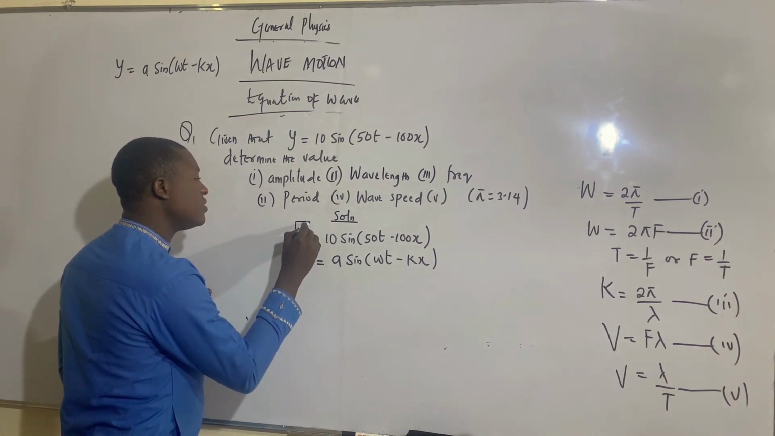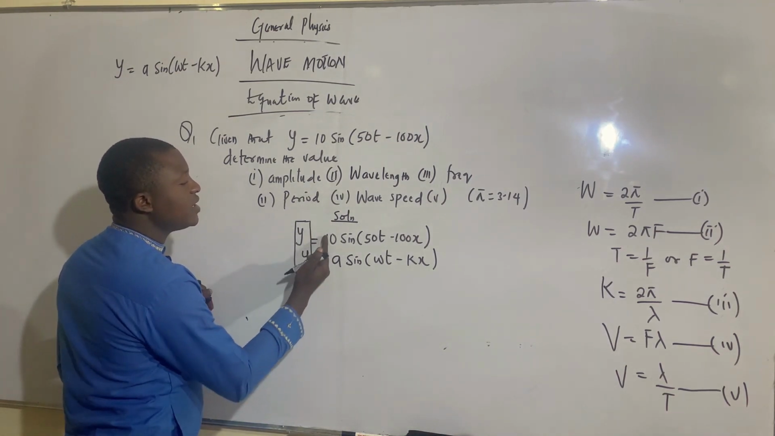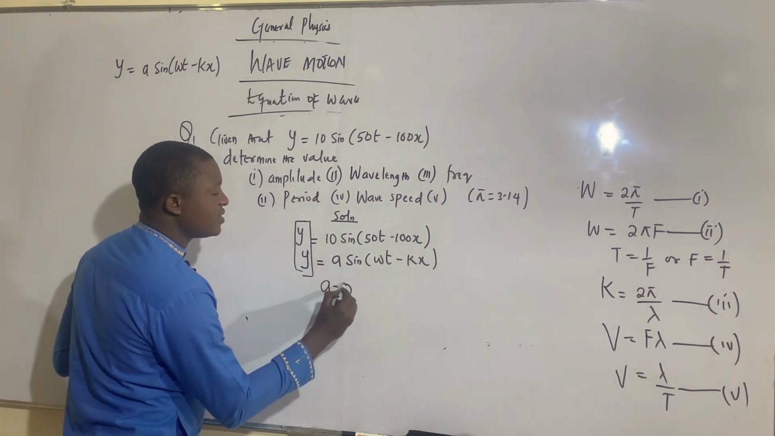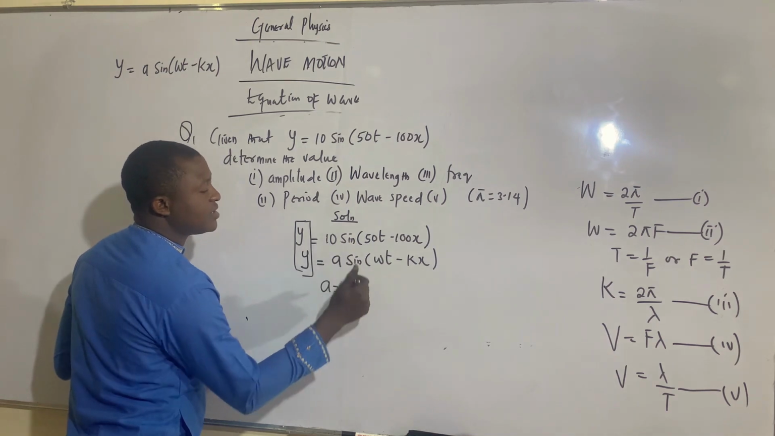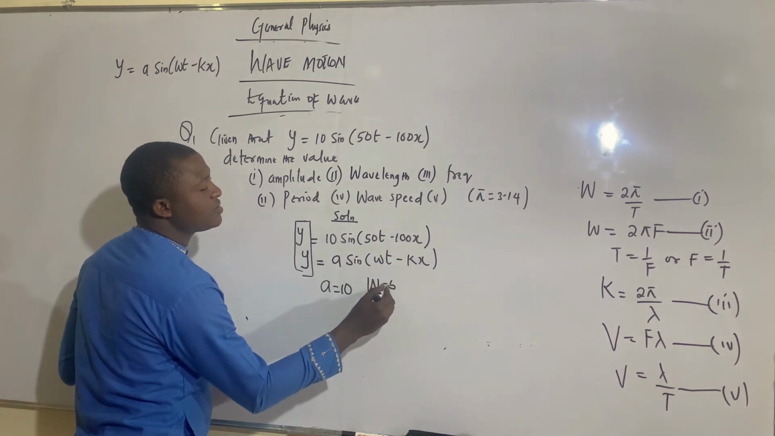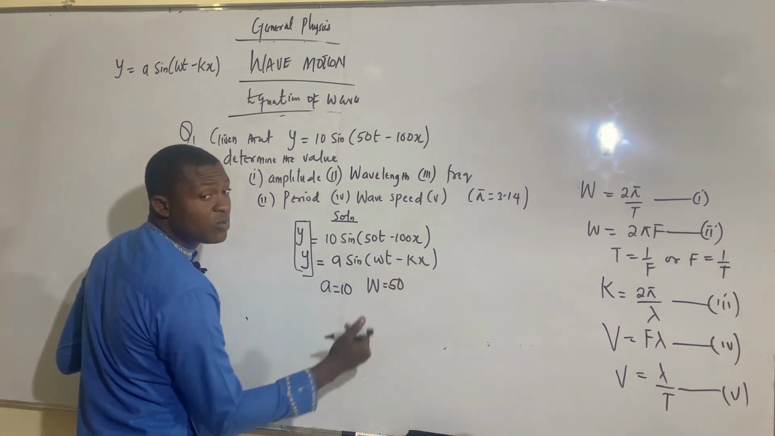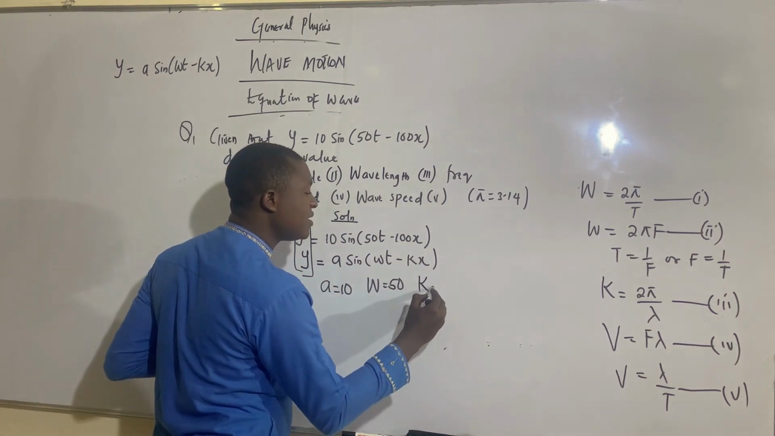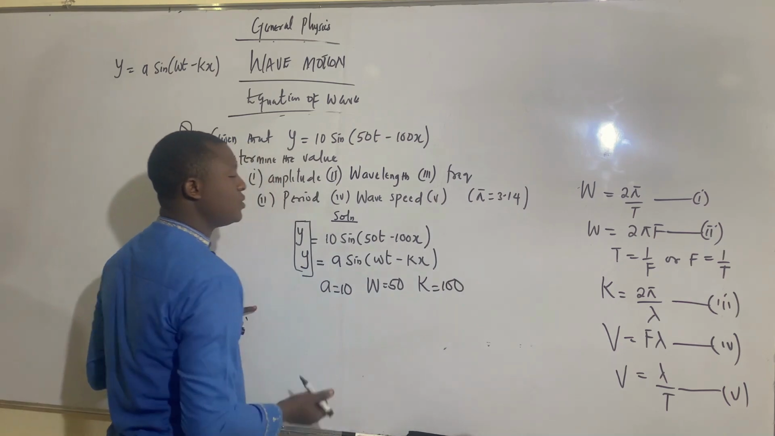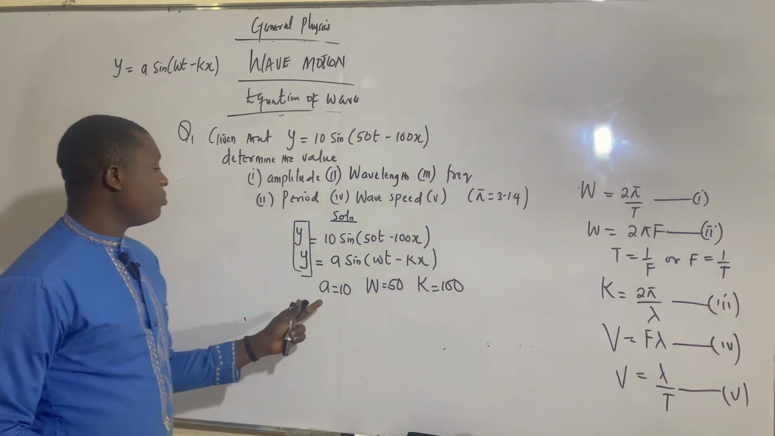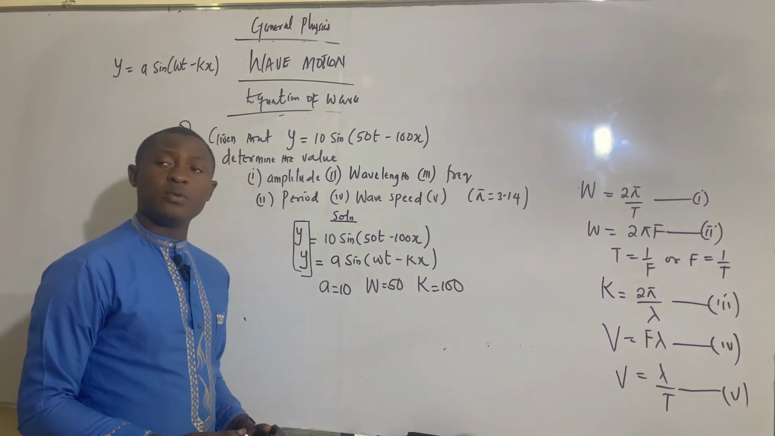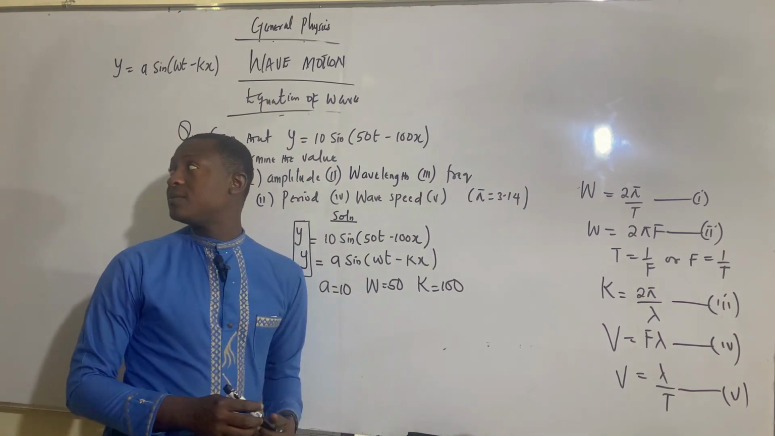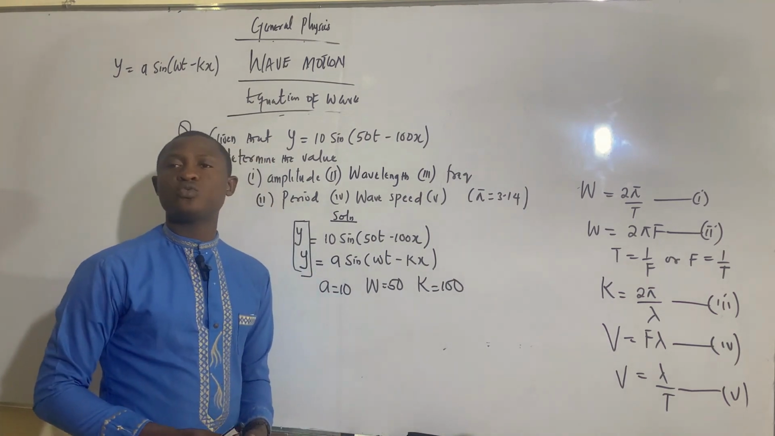So now, by comparison, we can see y for y. Then A for 10. At the same time, omega for 50. Then at the same time, what's going to be the value of k here? Good. So the value of k is going to be 100. We just have to compare it to the one given from the problem. So our A is equal to 10, our omega is equal to 50. At the same time, our k that we have here is equal to 100.